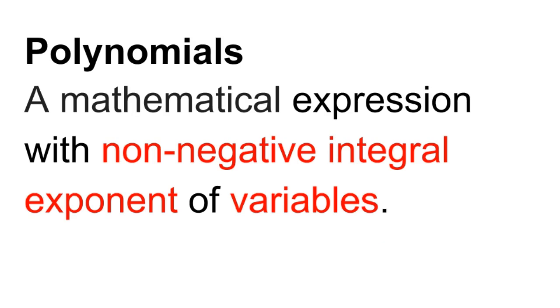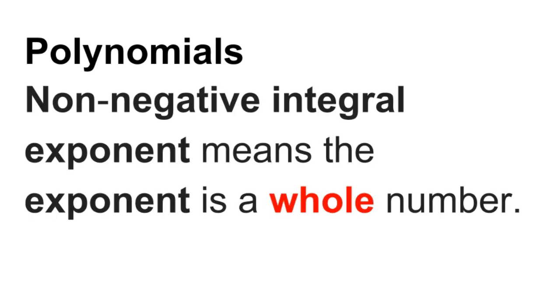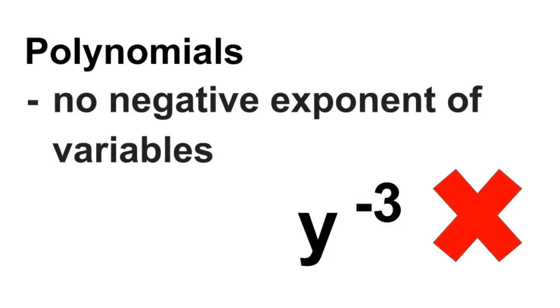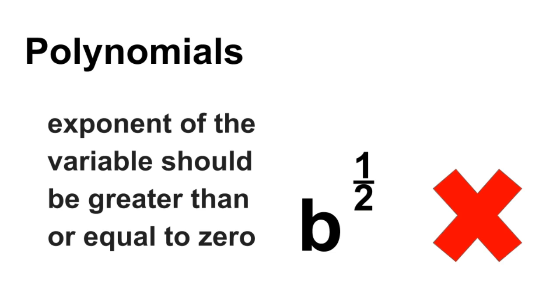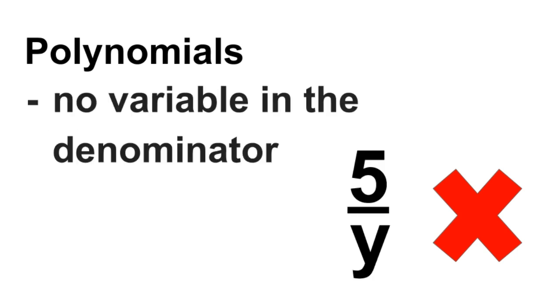What is a polynomial? A polynomial is a mathematical expression with non-negative integral exponent of variables. Non-negative integral exponent means the exponent is a whole number. y to the negative 3 is not a polynomial because the exponent of the variable is negative. b to the 1/2 is not a polynomial because the exponent of the variable is not a whole number. 5 over y is not a polynomial because the denominator is a variable.